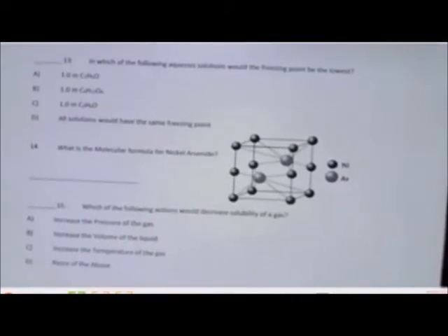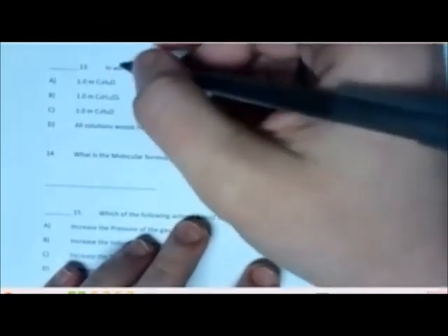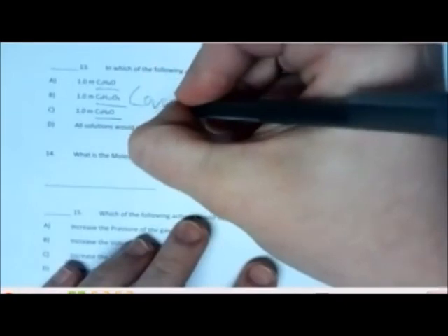Which of the following aqueous solutions would have the freezing point be the lowest? We have 1 molar, 1 molar, 1 molar. So we can't use molality. Organic. All covalent. So when it's all covalent, i is 1. So the correct answer is D.